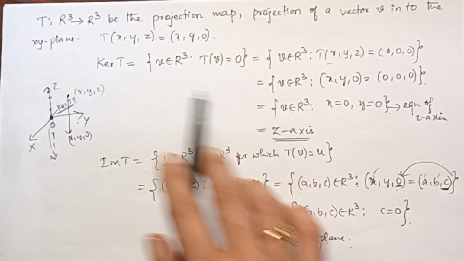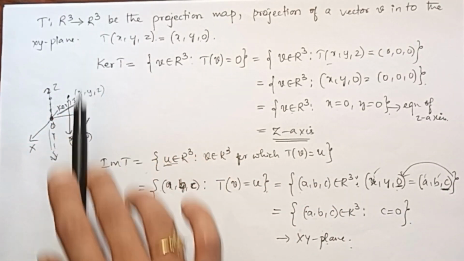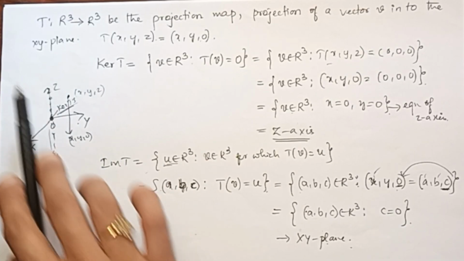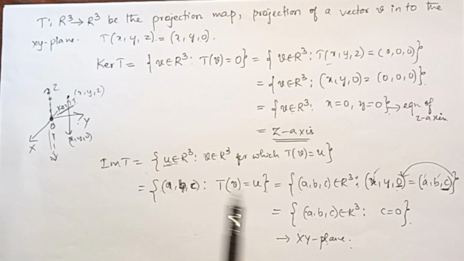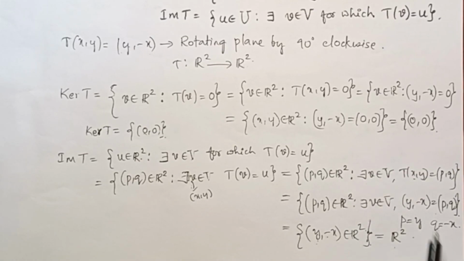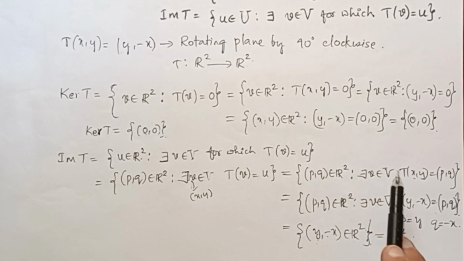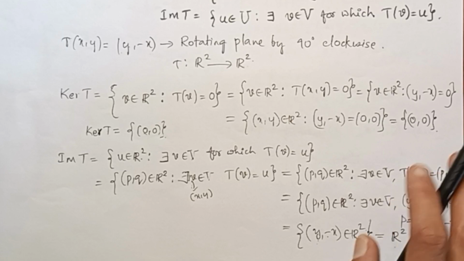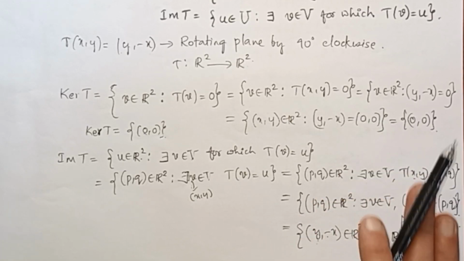The meaning is that the entire z-axis gets mapped to 0, and the image of T means here all the vectors in R³ get mapped to the xy plane. But see here, in the previous case there was no condition or restriction on x and y, so it goes to the entire plane R². In this case we got c = 0, due to which I got the xy plane in the second example.